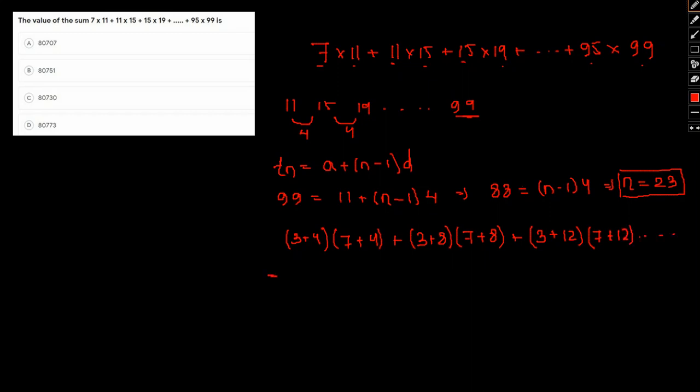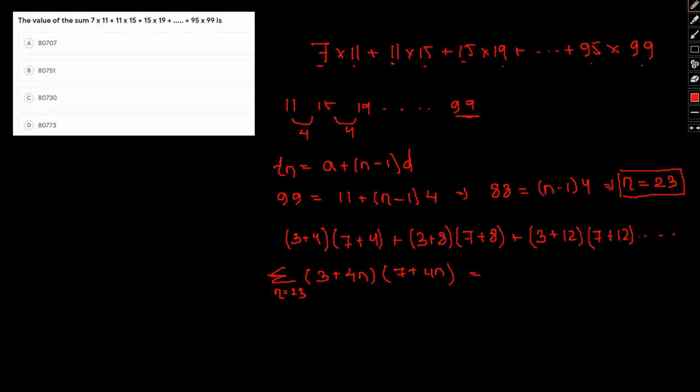So we can actually write this entire term as nothing but 3 plus 4n into 7 plus 4n. Okay, this is how the entire term goes, and we will have a summation in this case where n is equal to 23.